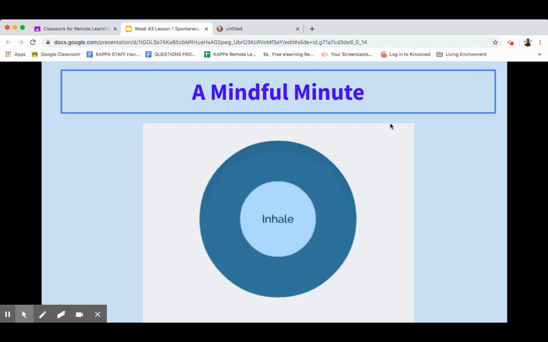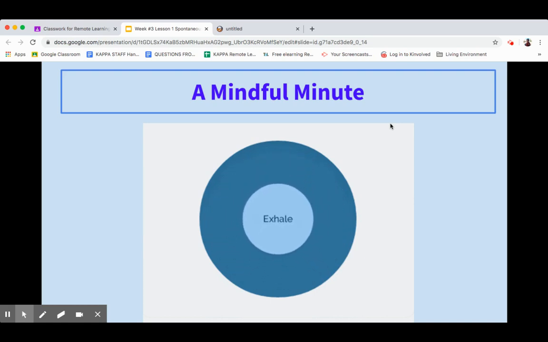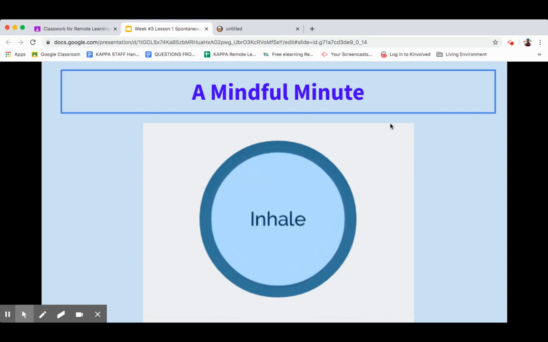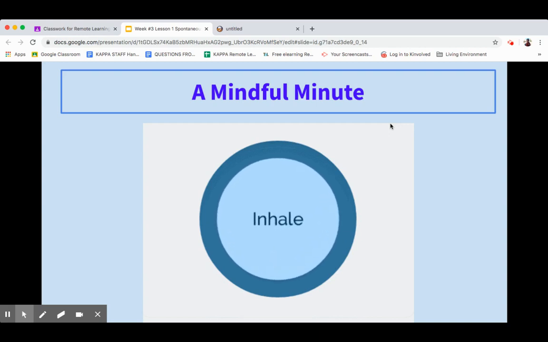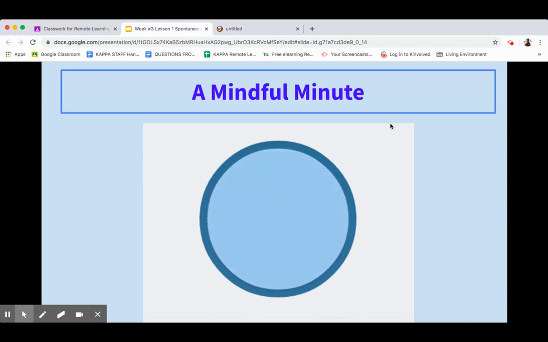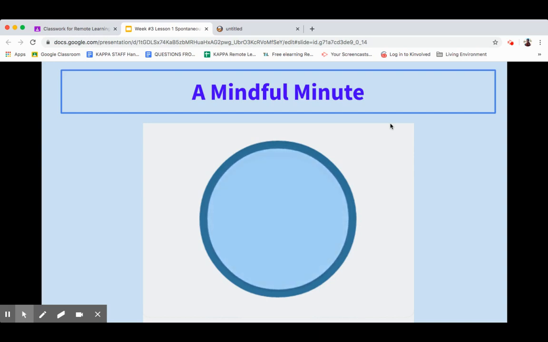Inhale, and exhale. One more. Inhale, nice deep breath. And exhale, let it go. And allow your breathing to return to normal. Check in with yourself. Ask yourself how you feel. And when you're ready, you can slowly open your eyes.